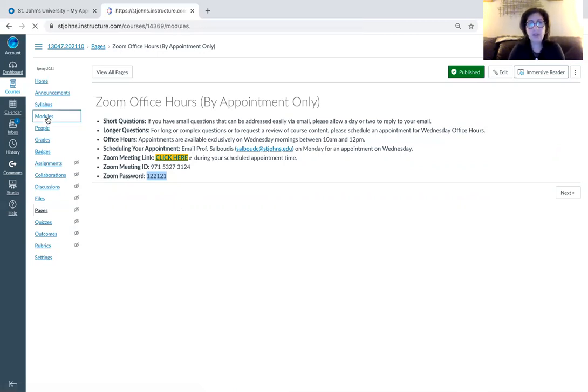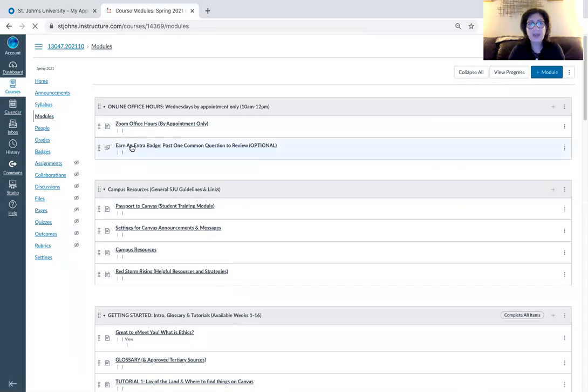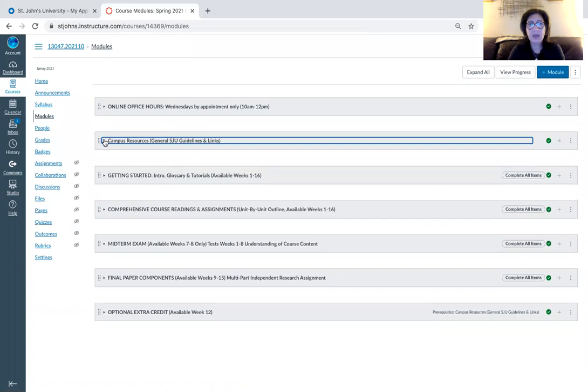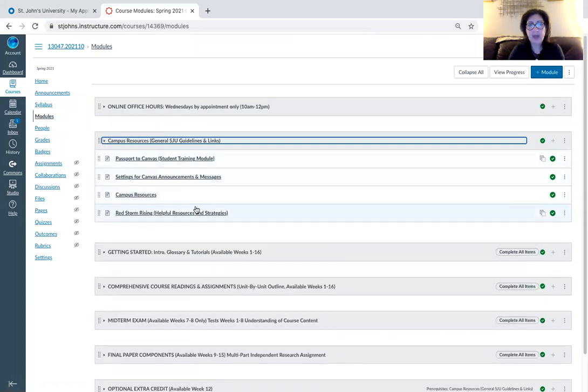Now, going back to modules, we have this extra credit badge, which we'll go to last because that refers to this prompt over here for badges. I'm going to close this for now. Next, the university has supplied this very helpful combination of campus resources, settings for Canvas, etc., so that you don't get lost on Canvas and so that you don't get lost on campus, because things are starting to open and we're resuming some aspects of campus life. However, you want to be safe in all aspects: medical, social, etc. See, that's Aristotle for you right there in 2021.